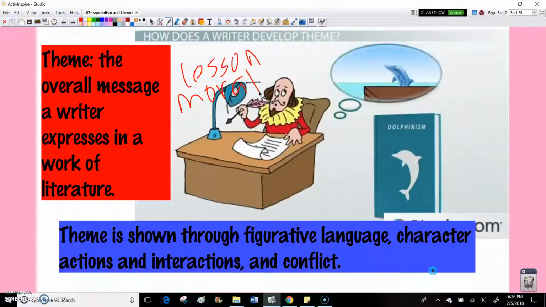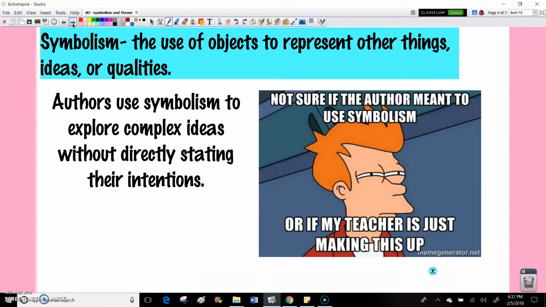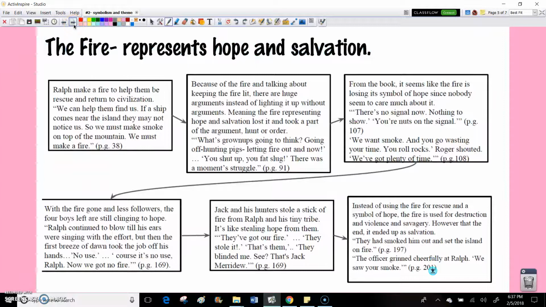So we look at theme through the author's use of figurative language, the way they develop character and their actions, and the way they interact with the story events and with other characters, and again, with the conflict. So symbolism, we've been talking about in class, we also know is using objects to represent other things, ideas, or qualities, and that authors use symbolism to explore complex ideas like theme without directly stating their intentions. So it's really looking at what's being implied. So now in Lord of the Flies, we're looking at the way that the different symbols we've chosen are developed through the story. How do those symbols change?